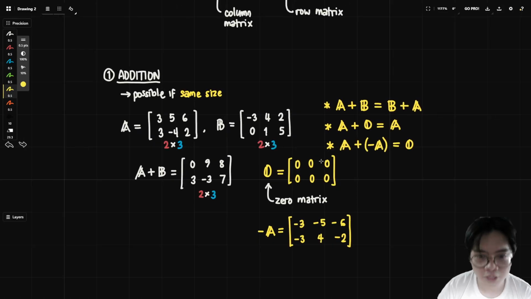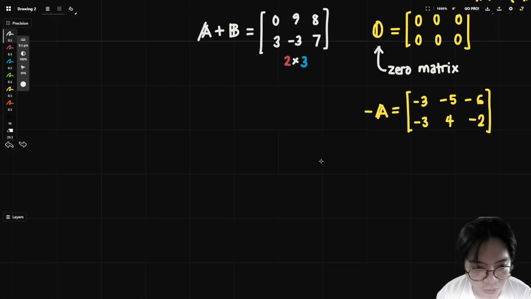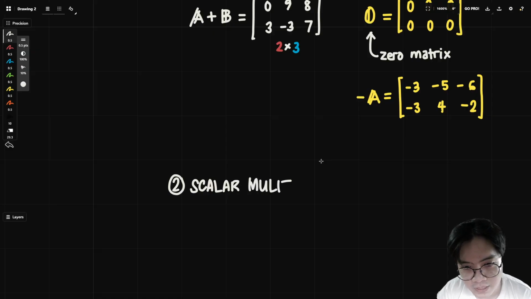So these are the possible rules for addition. And now let's make the distinction of scalar multiplication, because there are two possible things that you can do in matrix multiplication. First is scalar multiplication.